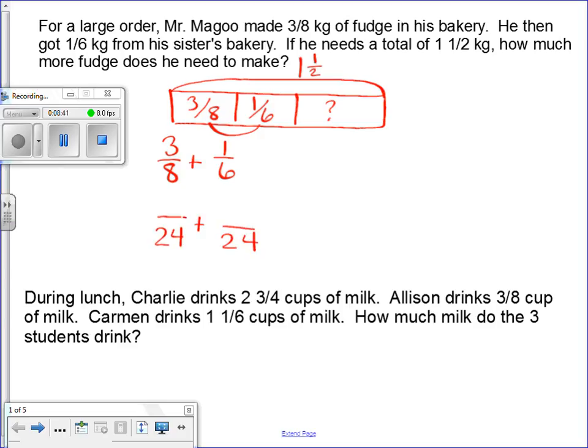So 24. 8 to get to 24, 3. 3 times 3 is 9. 6 to get to 24, 1 times 4. So right there is 13/24. This is not finished. If you told me that your answer was 13/24, you're only halfway done. 13/24 only tells me what he has so far.